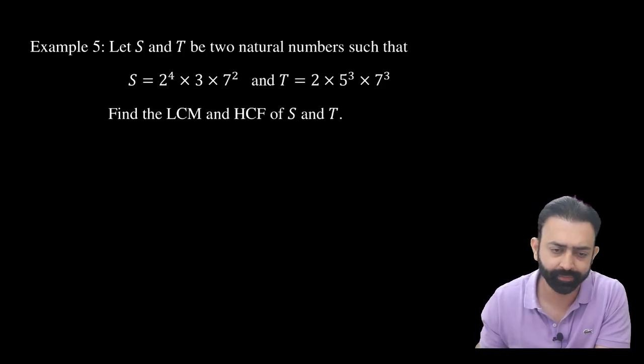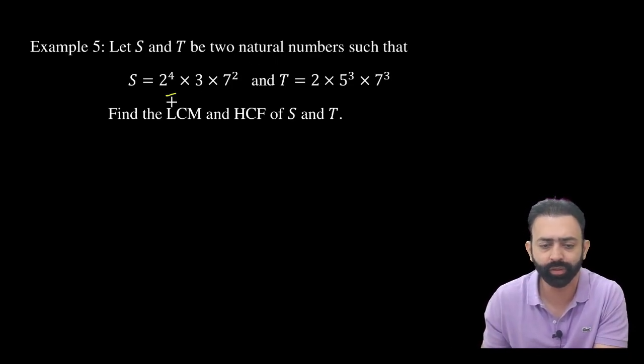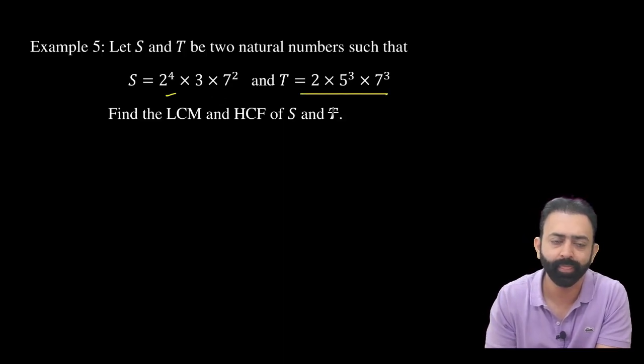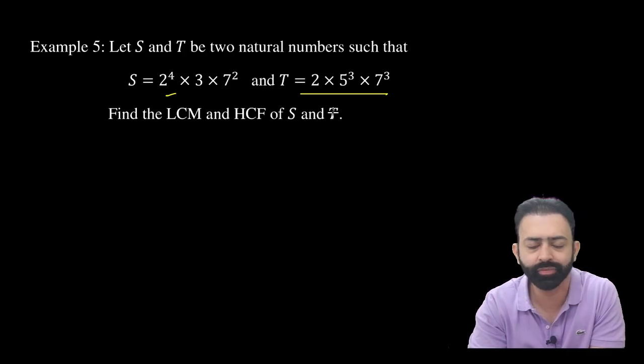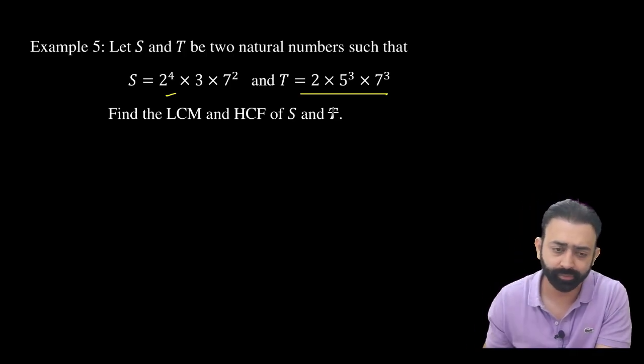Example number 5 says, let s and t be two natural numbers such that s is written as 2 raised to power 4 multiplied by 3 into 7 square, and t is written like this. We need to find out the LCM and HCF of the given two numbers, right?